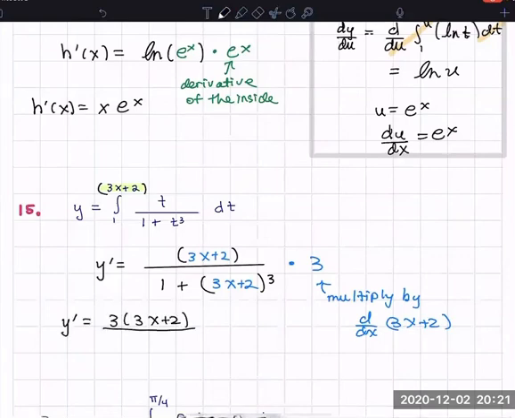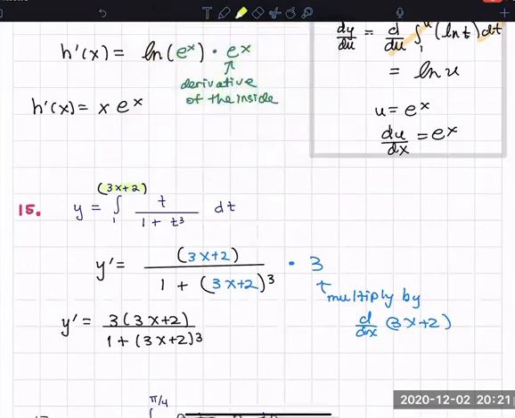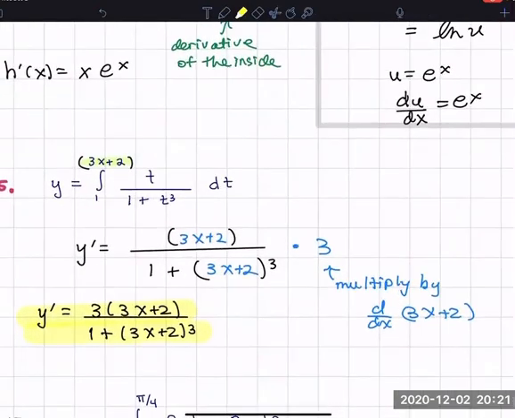Don't bother multiplying out this 3x plus 2 to the third power. I don't think that would look good to expand. I feel like I have a connection with the author in mind meld, and I don't think he would do that for the solution guide.